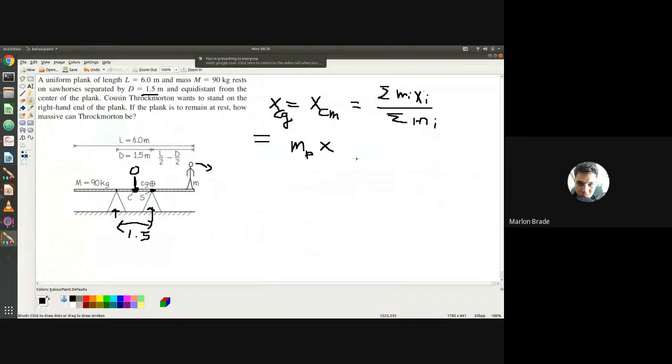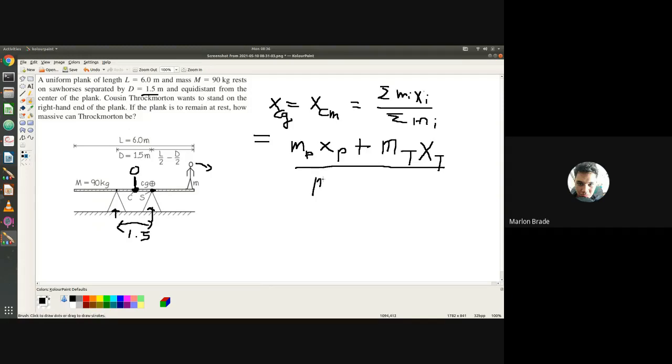Okay, so M_P X sub P. Plus isa si Throckmorton, this is the mass of Throckmorton multiply sa position x ni Throckmorton, divided by the mass of the plank plus the mass of Throckmorton.